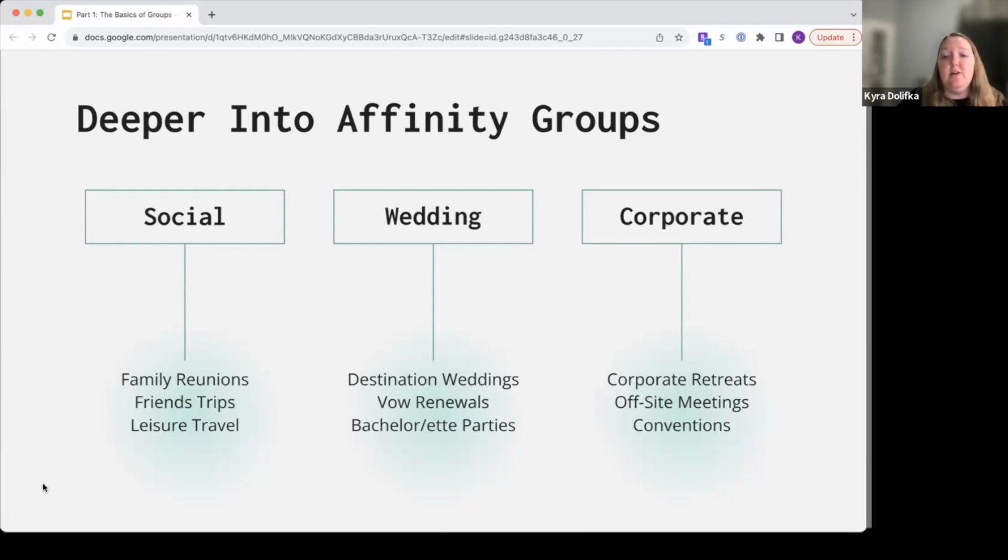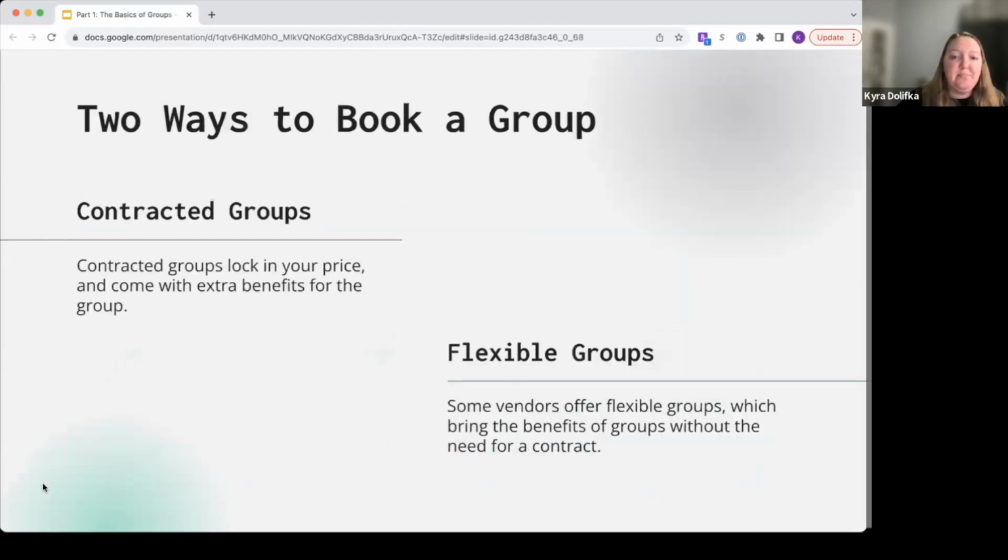So that's a little different about corporate groups. Social groups and wedding groups, most of the times are going to be paid. Everybody's going to pay for their own room or for their own travel related expenses. So you're going to have a lot more payments there. Corporate can sometimes be a little different. Of course, that's more of a general statement there.